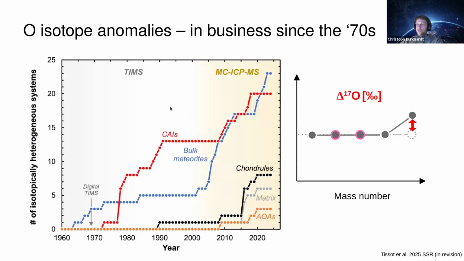So in this plot here, we have time in years and the number of isotopically heterogeneous systems and the year of their discovery, and it's a cumulative plot. Oxygen was 73 with Bob Clayton, and that's for bulk meteorites. He showed in blue here that there are anomalies, as well as in CAIs. Then if we concentrate on the blue line here, for a long time, nothing happened. And only in the mid-80s, the next element which shows an anomaly was discovered.